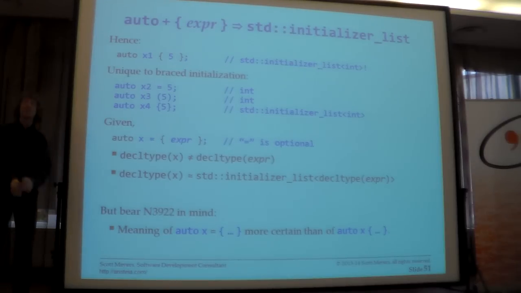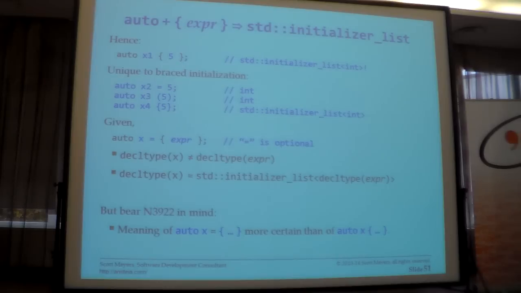Although I've already mentioned N3922, and you now understand that Microsoft's compiler already treats this the same as these two, and that is now in draft C++17. Nevertheless, for the foreseeable future, if you are using a compiler other than Microsoft's most recent community technology preview, or using cross-platform compilers, everything I've said here is true, which is that this will deduce an initializer list. In many cases, that's not what people want.